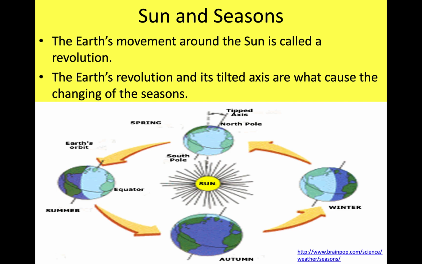So anytime you see a question somewhere along the lines of what causes us to experience seasons on Earth, or what is the reason we have seasons, the answer is Earth's revolution around the Sun and its tilted axis.